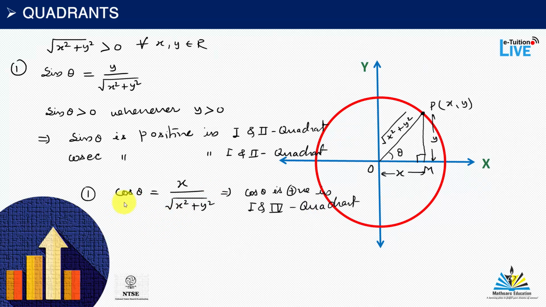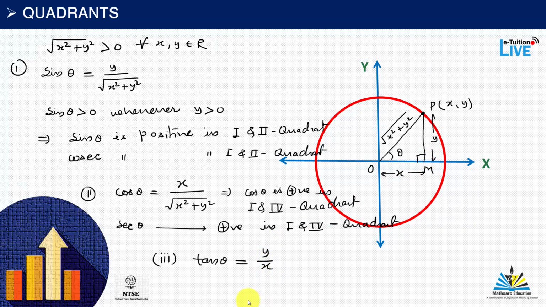Similarly, the reciprocal of cos is sec theta, and that is also positive in the first and fourth quadrants. This is the second one. Let's have the third case, that is tan theta equals perpendicular upon base, that is y upon x.